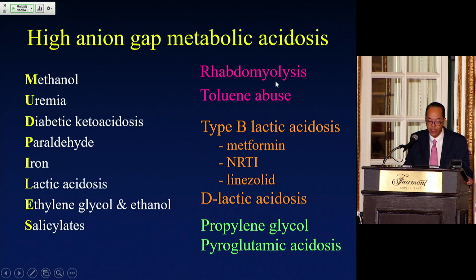But some of the things that are either not on the mnemonic or are not commonly thought about: rhabdomyolysis can sometimes cause a high anion gap acidosis, toluene abuse. People forget about type B lactic acidoses that are not associated with ischemia, some of which we'll talk about, D-lactic acidosis, propylene glycol, sometimes that's the P in MUDPILES, and pyroglutamic acidosis. And we'll touch a little bit on some of those as we go along.